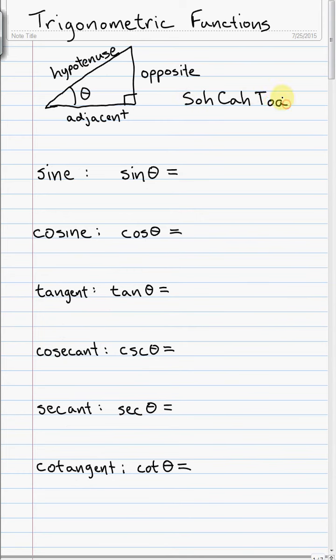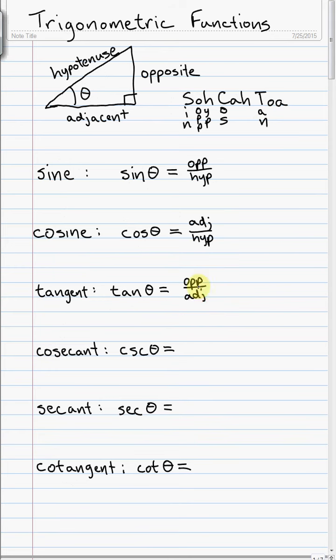This tells us about these first three trig functions. The S stands for sine, the C stands for cosine, and the T stands for tangent. And then sine is opposite over the hypotenuse side. And these are all ratios, so sine is opposite over hypotenuse, whereas cosine is adjacent over hypotenuse, from the CAH. And the TOA tells us the tangent is opposite over adjacent.